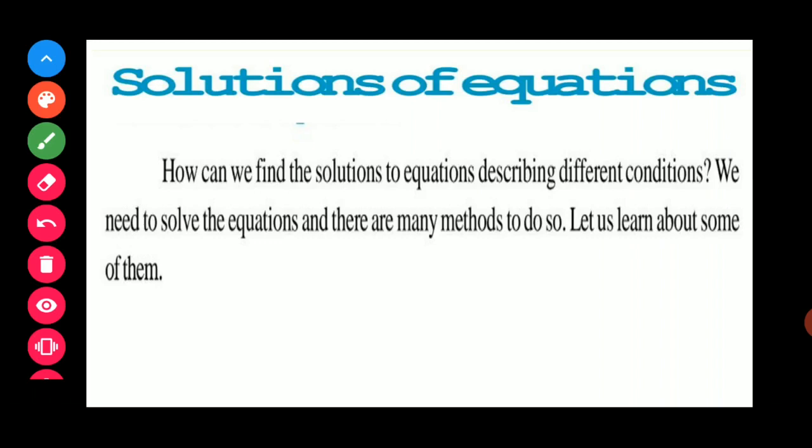So how can we find the solution to an equation? There are different conditions we need to solve, and many methods to do so. Let us learn about some of them. The first one is the graphical method. How can we solve equations with the help of a graph?